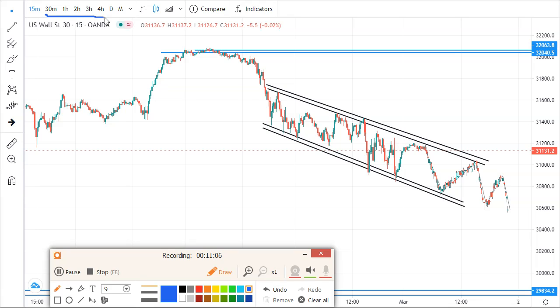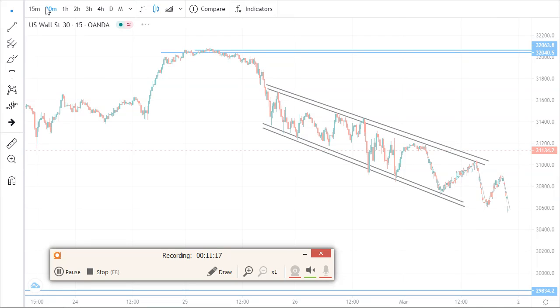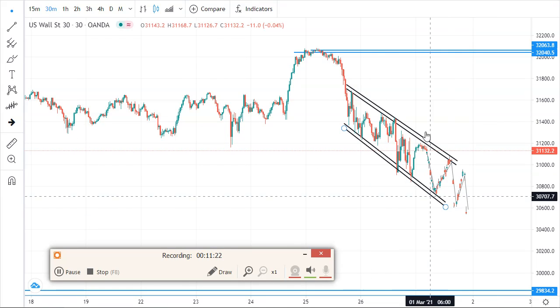So you can see your time frames are here. Let me show you something I was talking about. You can see everything here, it's easy to see. So let's go to a 30-minute time frame. I want to show you something. Everything must make sense. You can see this still makes sense.